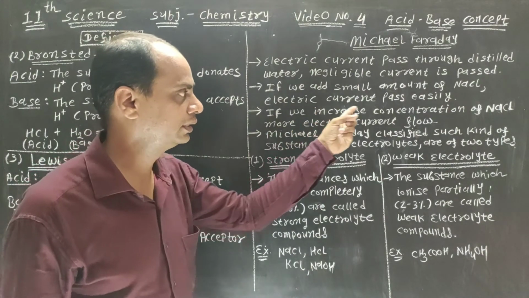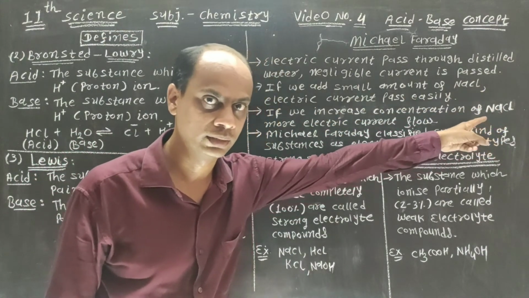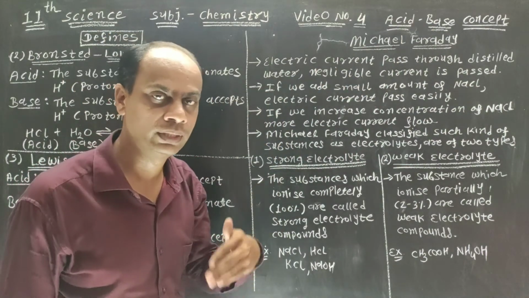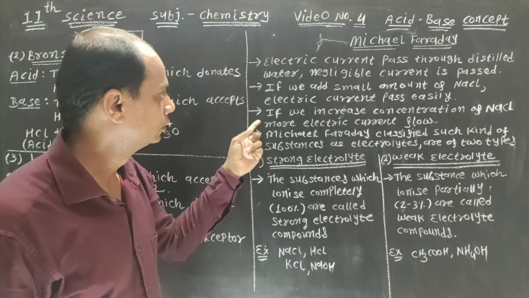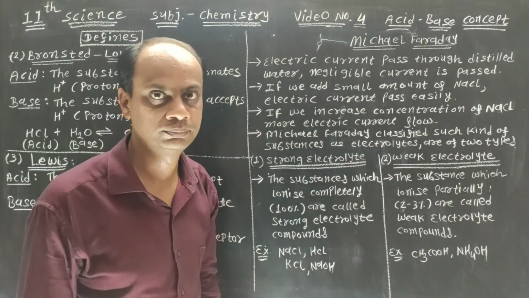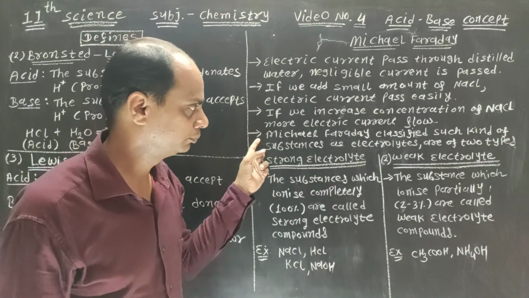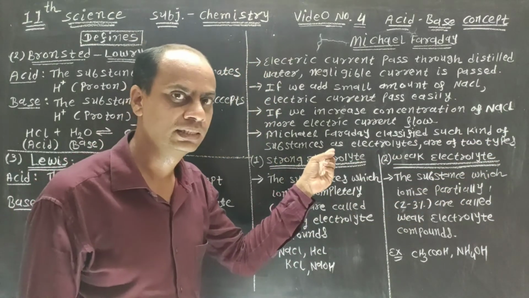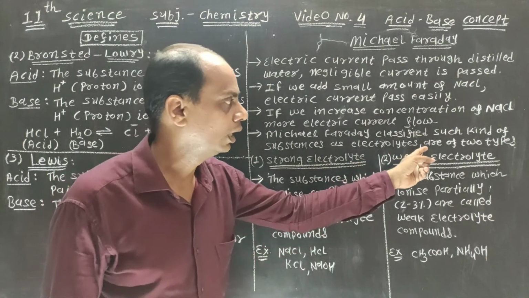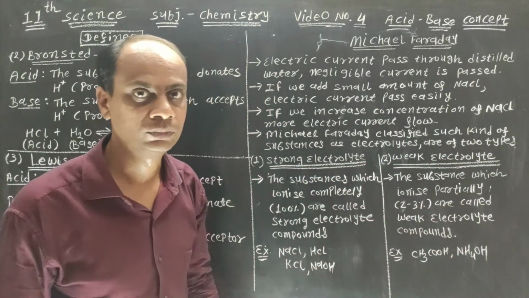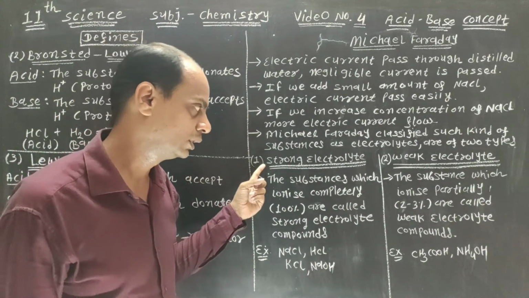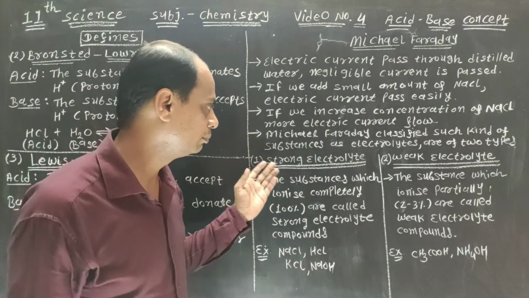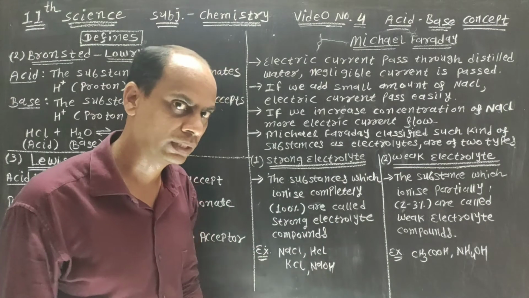If we increase the concentration of sodium chloride, if in the first case we have added only 1 spoon, in the second case we add 2 or 5 spoons, so more electric current will flow. Michael Faraday classified such kinds of substances as electrolytes. There are two types of electrolytes. Number 1, strong electrolyte, and number 2, weak electrolyte. Now let us define what we mean by strong electrolyte and what we mean by weak electrolyte.